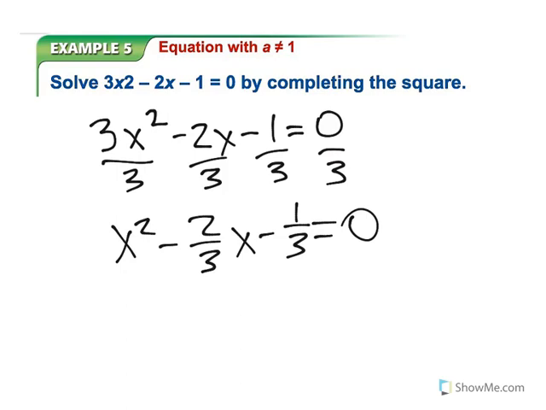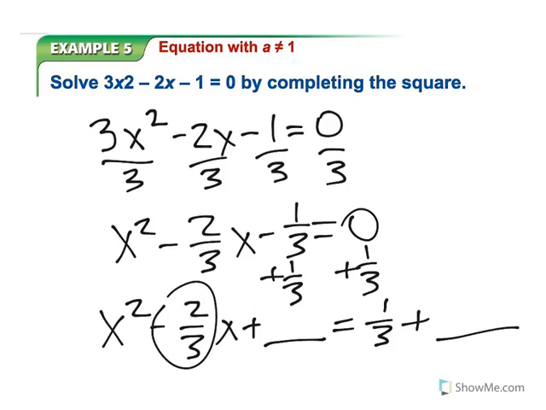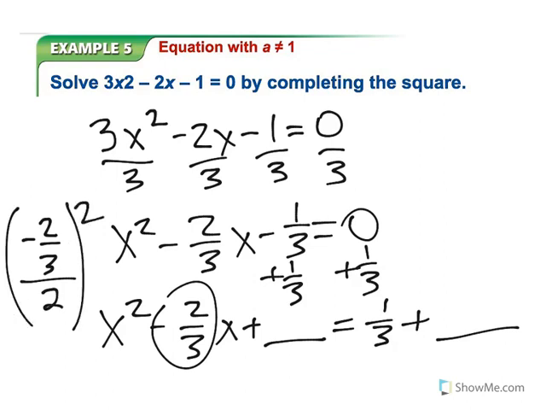The next thing we want to do is add 1/3 to both sides. So we get x squared minus 2/3 x plus blank equals 1/3 plus blank, because now we're going to complete the square. So we're going to take this middle term and divide it by 2. So negative 2/3 divided by 2. And we take that result and square it, we get 1/9.